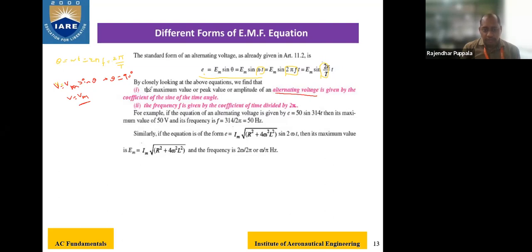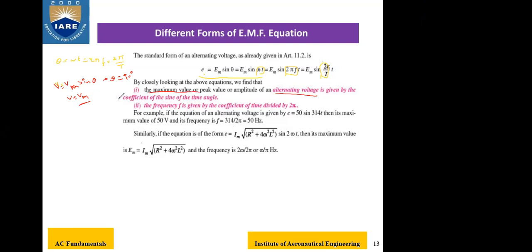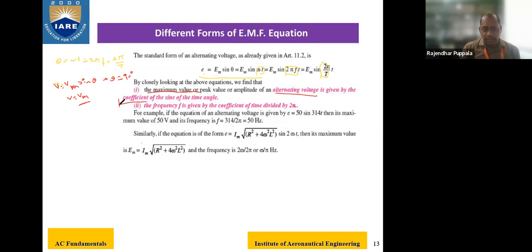What is the maximum value then? The maximum value of an alternating waveform is nothing but the coefficient of the sine of the angle. What is the coefficient here? The coefficient of the sine waveform is Em. So the maximum value will be Vm or Em. Now, how to find the frequency for the same waveform?